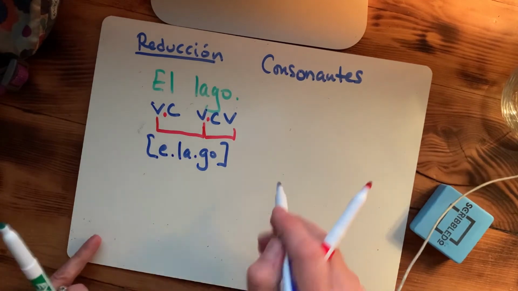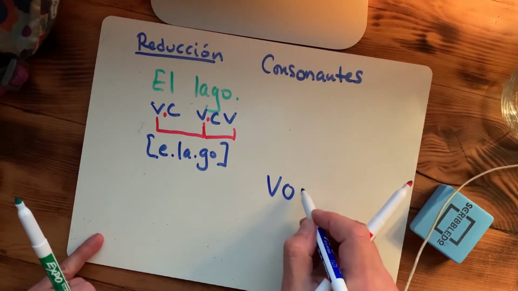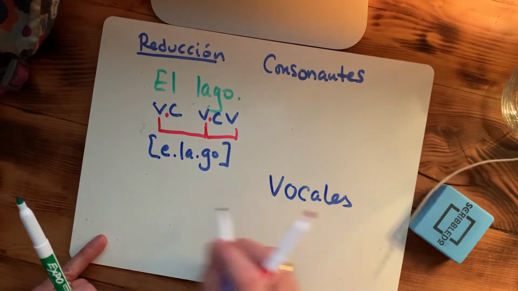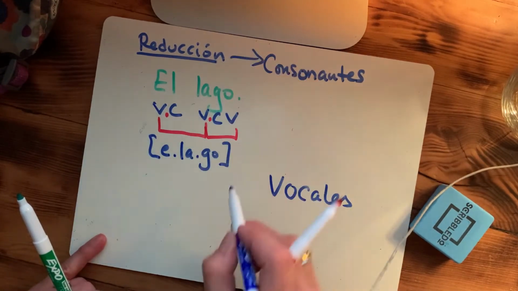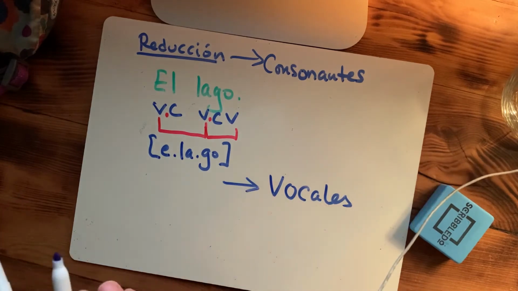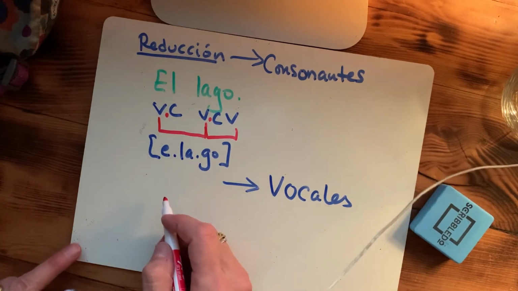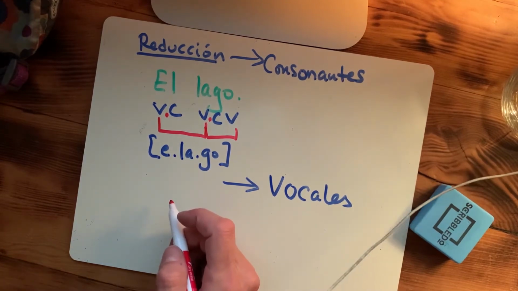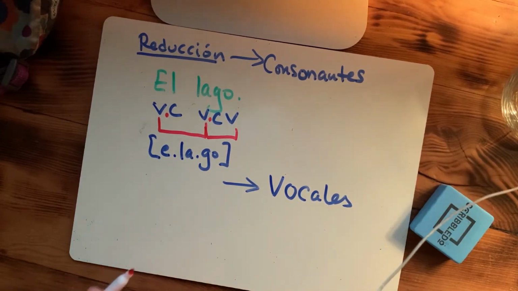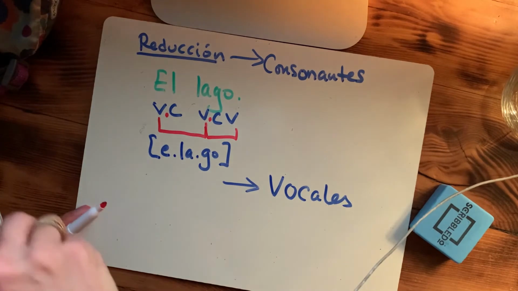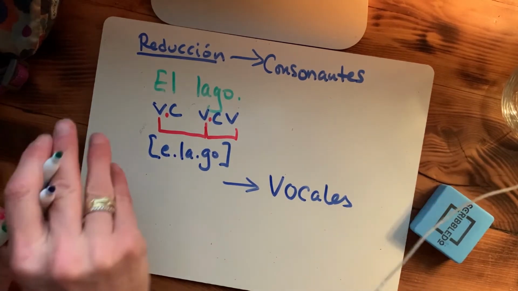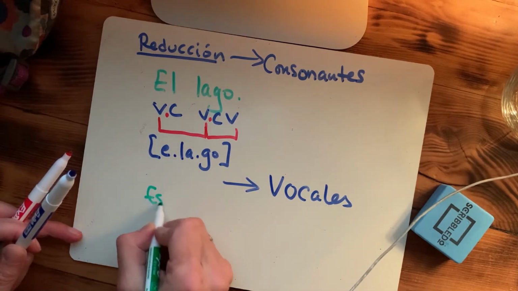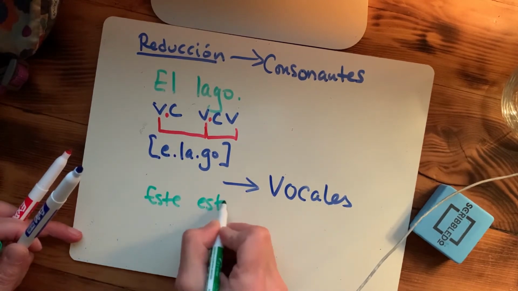Similarly, you do the same thing for repeating vowels, vocales. Okay, la reducción consonántica y la reducción vocálica. One of the conditions is that both of them cannot be stressed. So the example I have is este estudiante.